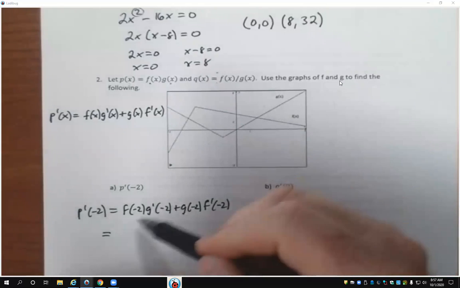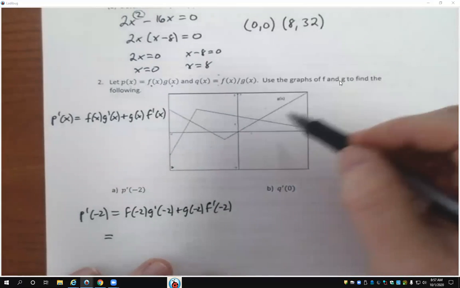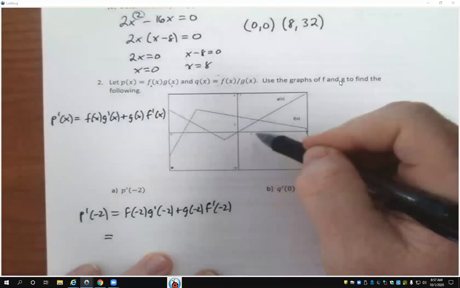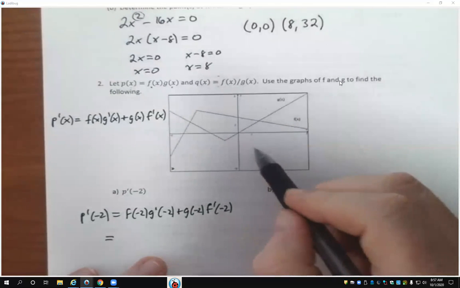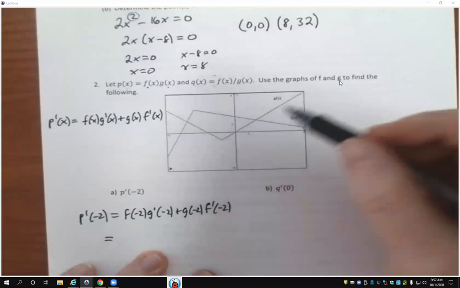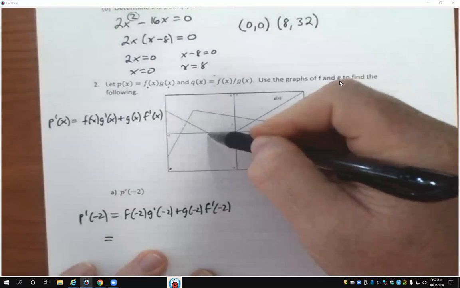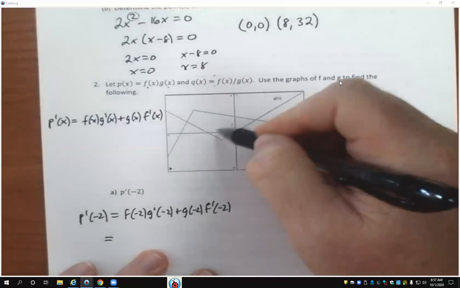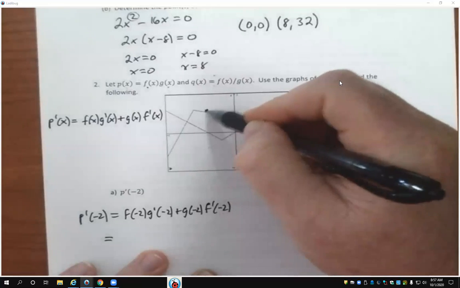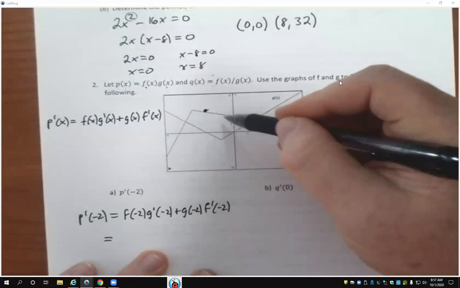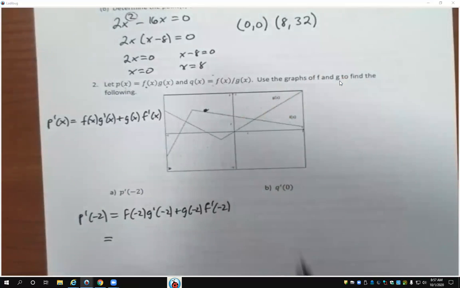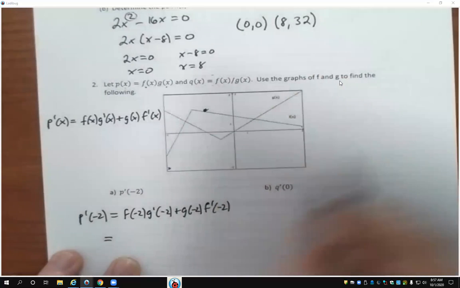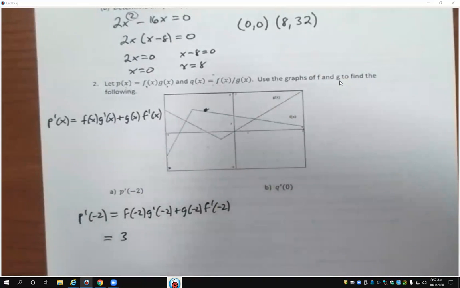Okay, we'll start with f of -2, okay? F is this one right here. F of -2, you got dots on your graph. We can barely see them, but here's -2, right? So f of -2 is this one right here, okay? And that is a 3, correct? Everybody agree with that? That would be 3 right there? Yeah. All right.